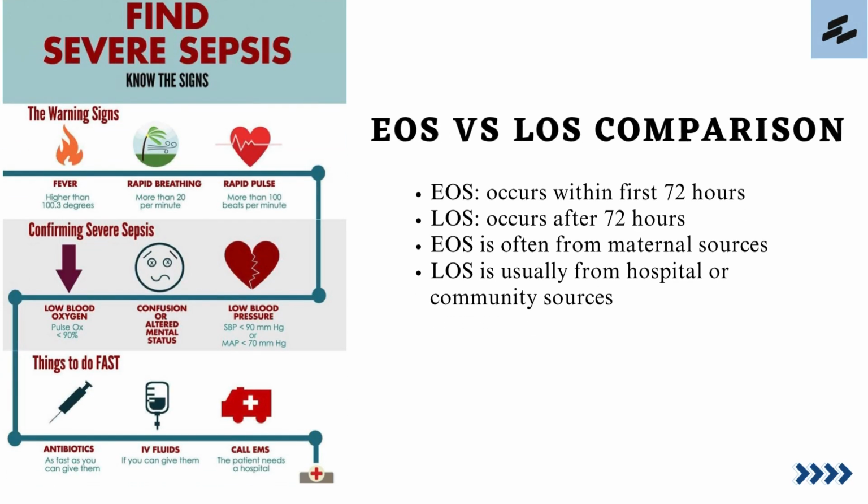EOS versus LOS comparison. Let's compare the 2 types. EOS is often linked to maternal infections, such as GBS colonization or prolonged rupture of membranes. LOS, on the other hand, typically develops after 72 hours and is more commonly hospital-acquired or related to poor infection control in the environment. Recognizing which type you're dealing with affects your choice of antibiotics and clinical response.